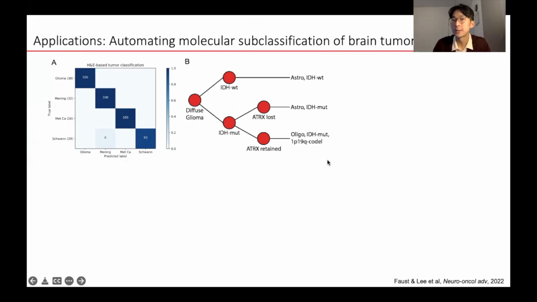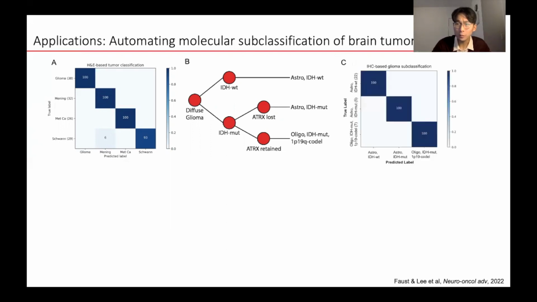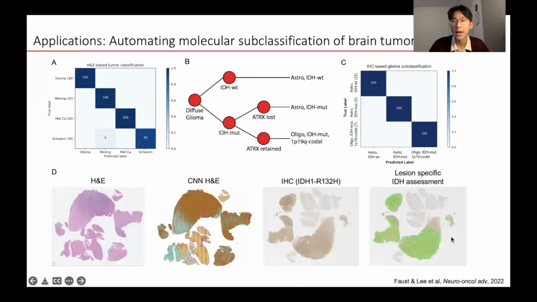And when we use this decision tree, as well as all the tools that we have developed so far, we were able to come up with an IHC-based glioma subclassification with 100% accuracy from approximately 34 samples that we've tested on. And just to demonstrate this, in the bottom images, I show an H&E stained whole slide image.